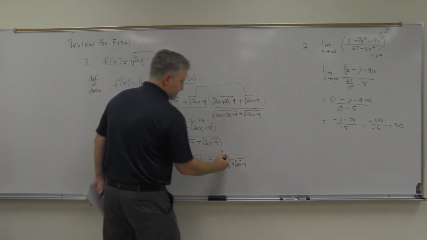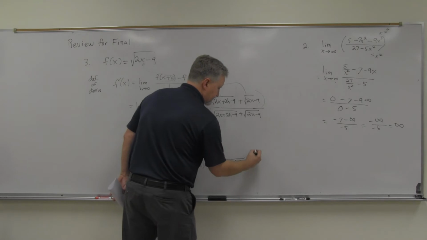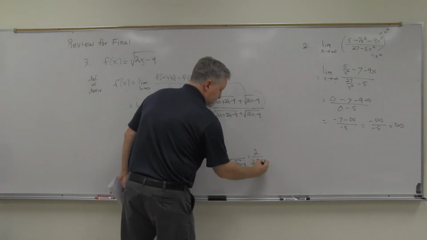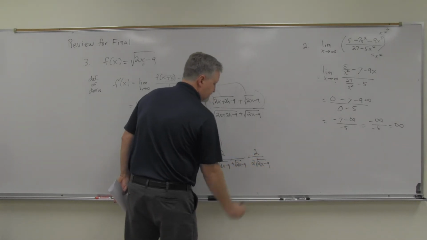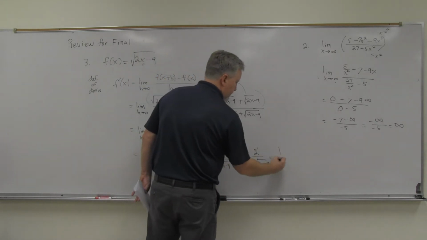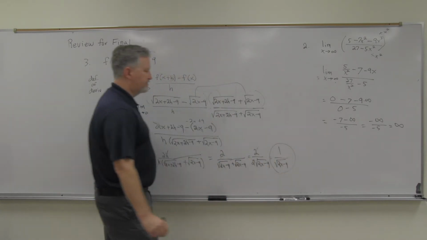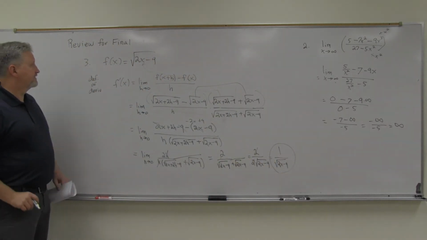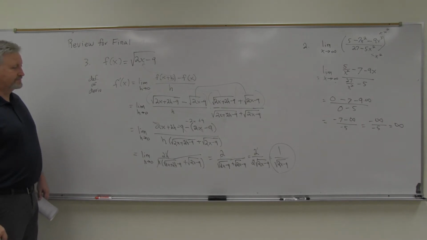And so what I have there is 2, and then I've got 2 square roots of 2x minus 9. And last but not least, the 2's will cancel, so I get 1 over the square root of 2x minus 9. That would be the derivative for our little function there.